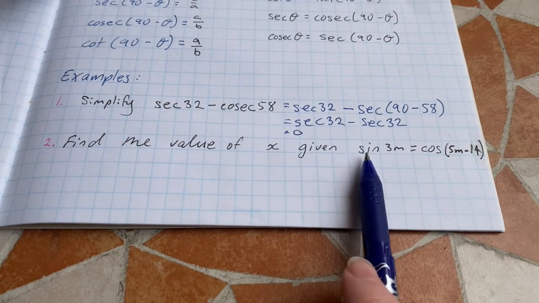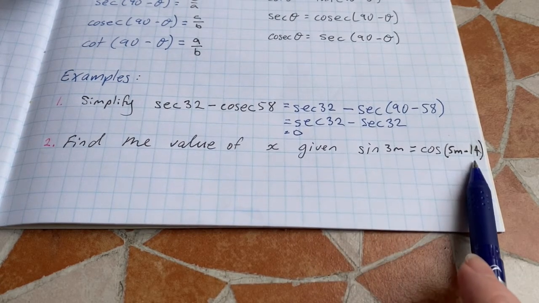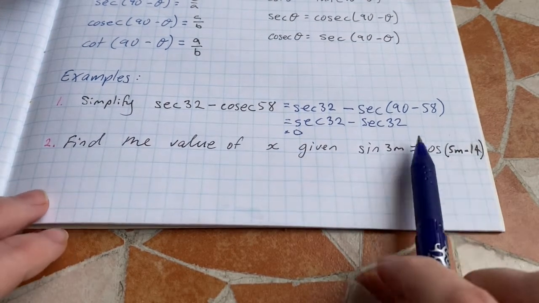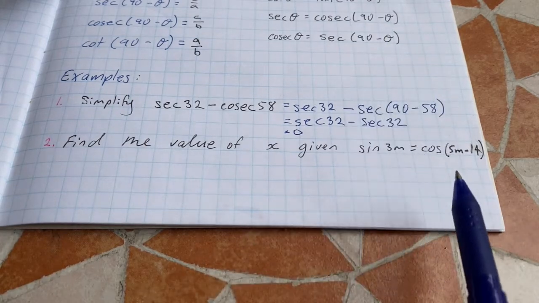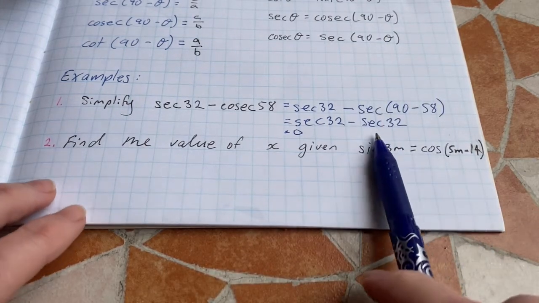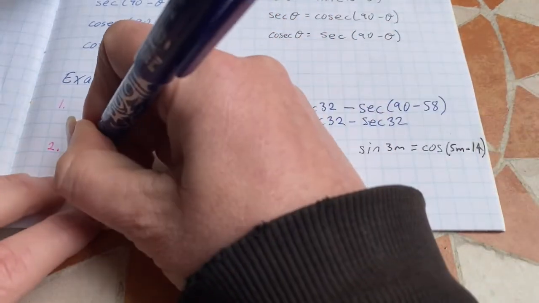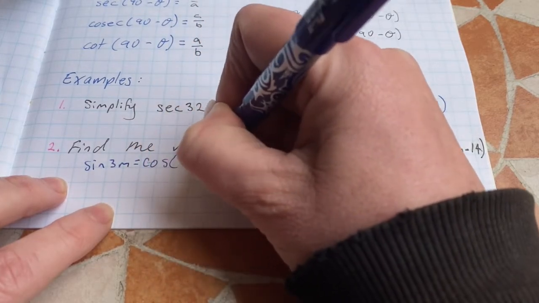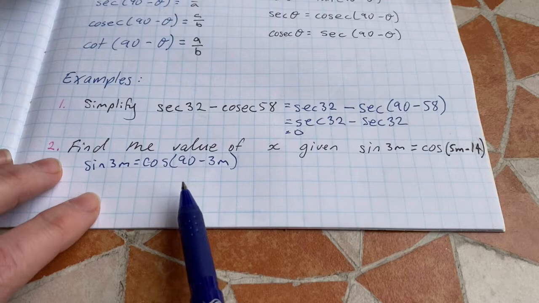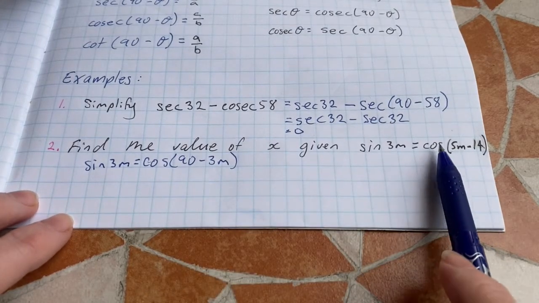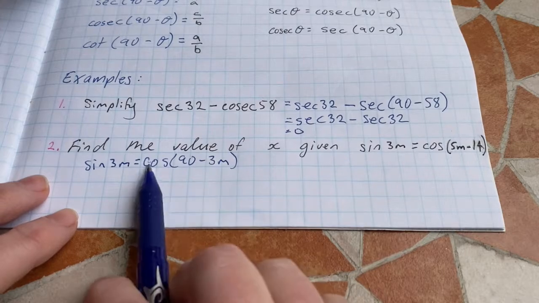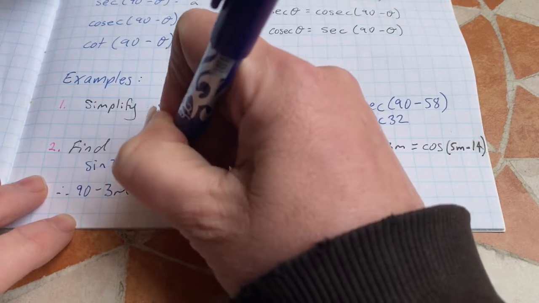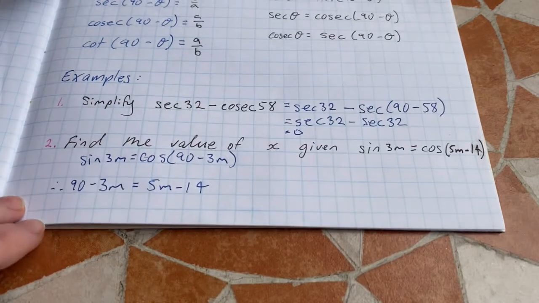So in the second example, given sine 3m equals cos 5m minus 14, there are two ways you could do it. We can use the 90 minus either way around. So if I was going to use the 90 minus, I'd do the 90 minus 3m. So I'd say that sine 3m is equal to cos of 90 minus 3m. So we get 90 minus 3m is equal to 5m minus 14 because they're now both cos. So 90 minus 3m equals 5m minus 14.